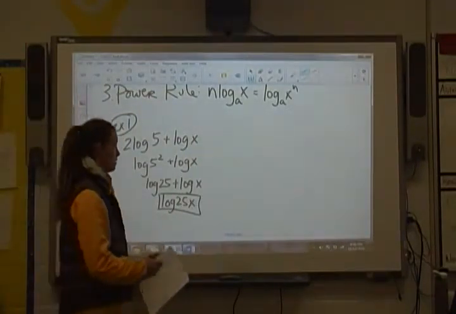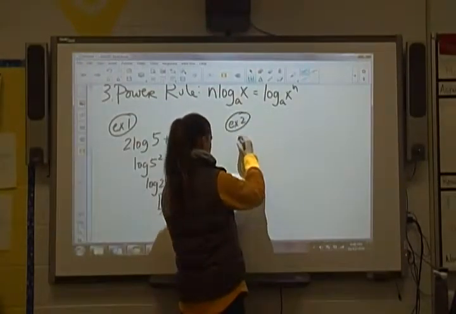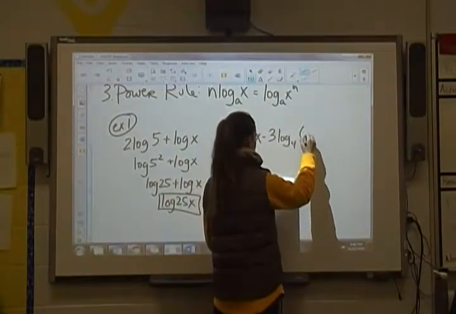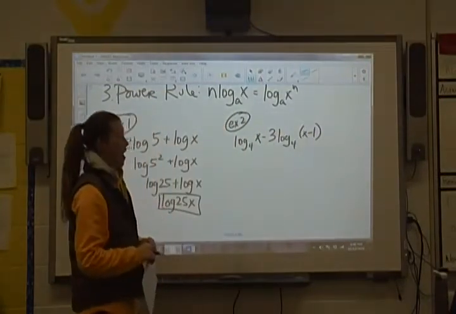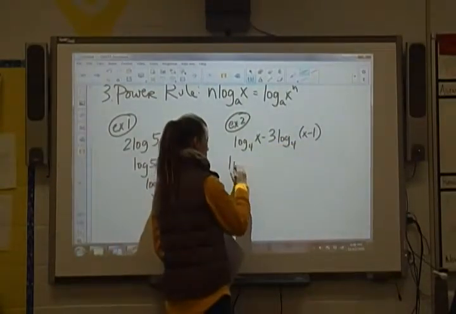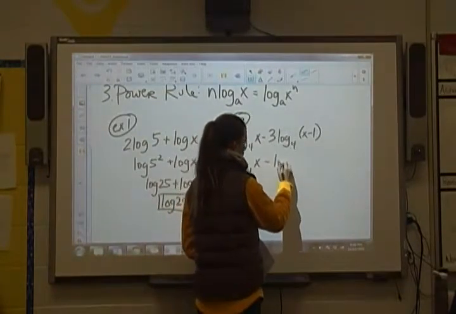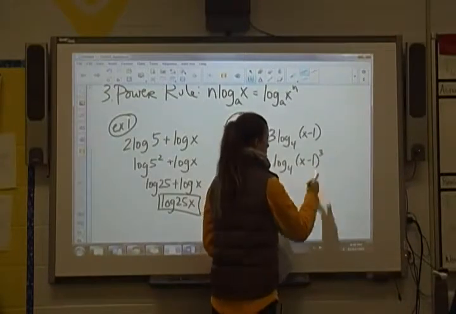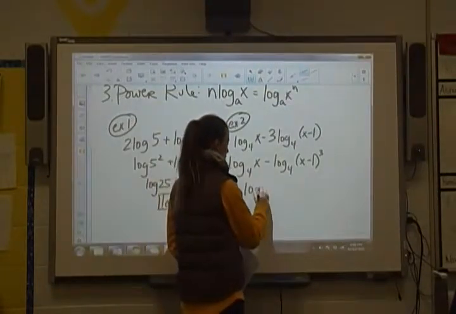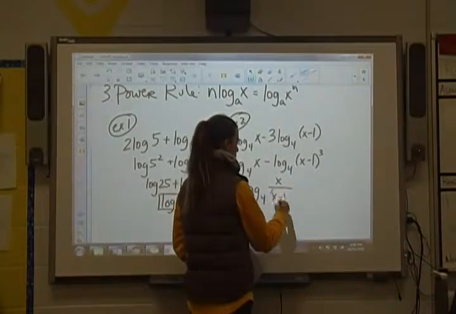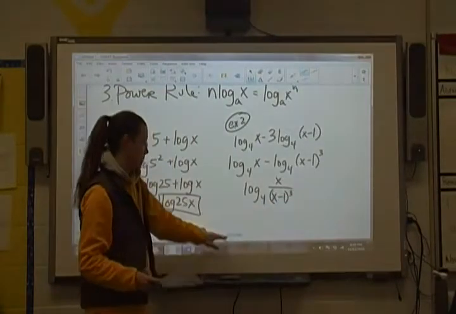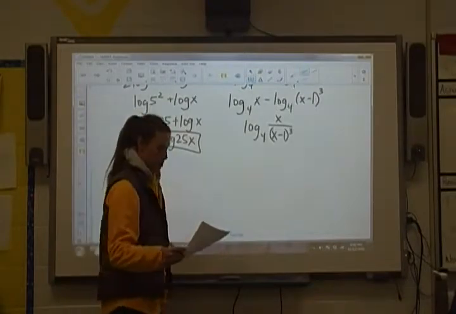Next one we'll take a look at. We have log base 4 of x minus 3 log base 4 of x minus 1. What actually happens here is this, I'm going to move the 3 as that exponent first, and I go backwards. Log base 4 of x minus log base 4 of x minus 1 quantity cubed now. And then we'll combine these as, since this is subtraction, it'll become division. So log base 4 of x over x minus 1 quantity cubed. Now I could multiply this out, but you could if you wanted to keep going. Nothing's going to simplify, so it's not necessary to keep doing that.